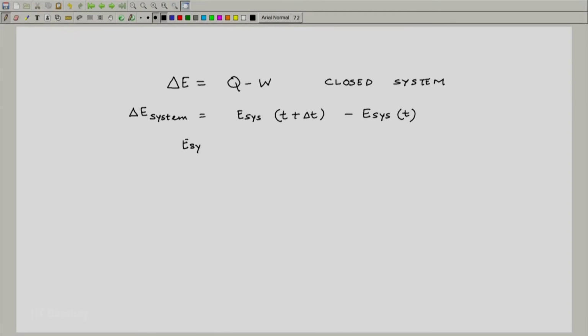So E of the system at time t, sorry, I have written system here, here I had written sys, it is the same subscript. So E system at time t is nothing but E control volume at time t plus energy of the inlet plug. What is the energy of the inlet plug? It is nothing but the mass contained in the inlet plug multiplied by its specific energy.